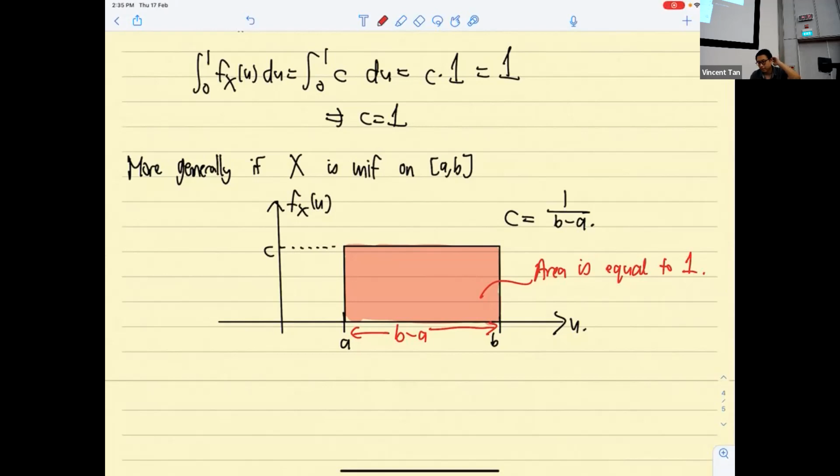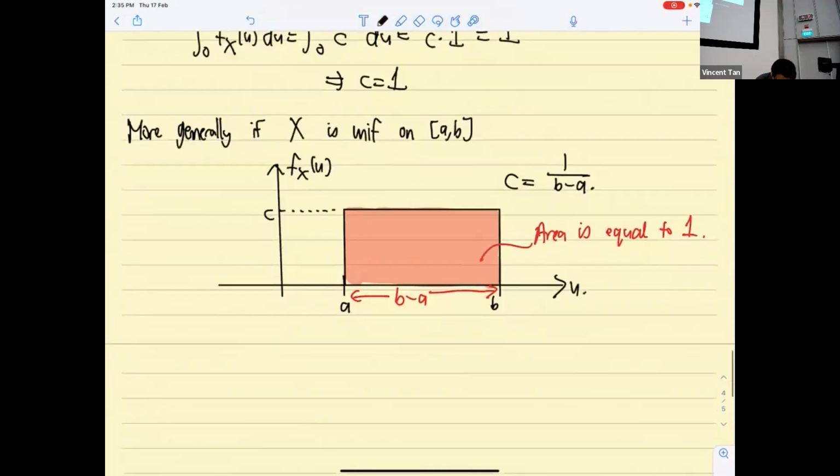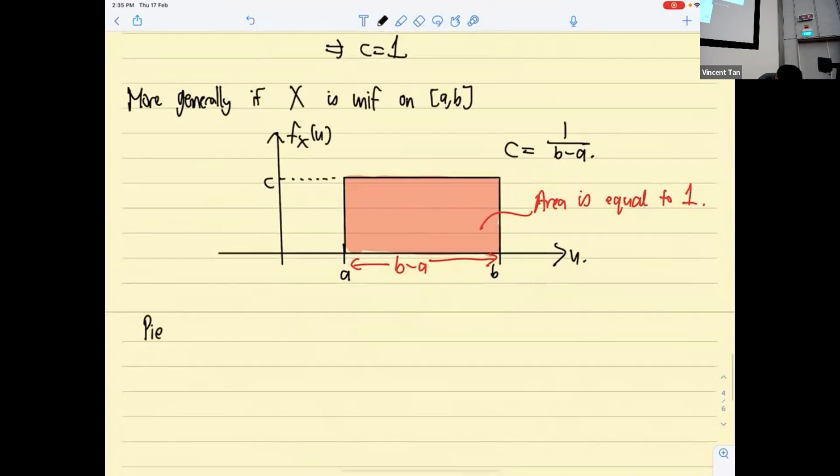Okay. Now let us try to do some not so benign example. All right. So let's see. This is a piecewise constant example, also shown in the book. This is not so straightforward already. Piecewise constant.